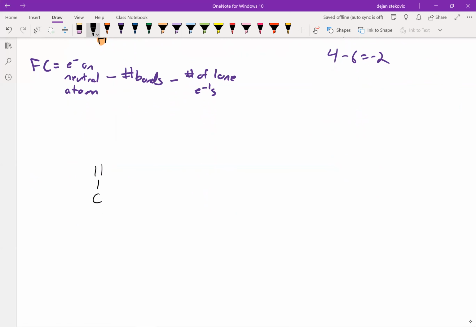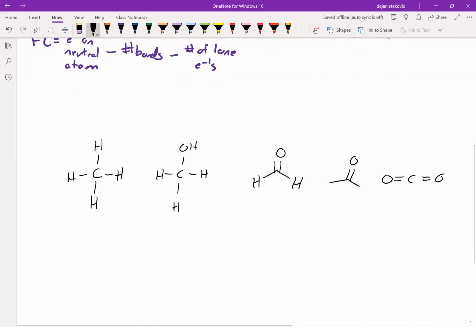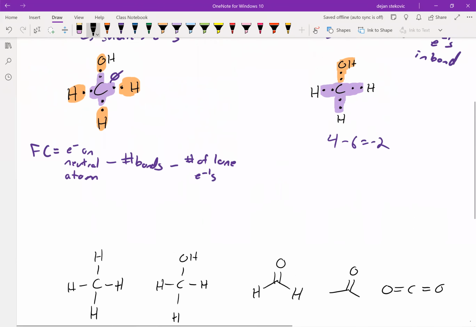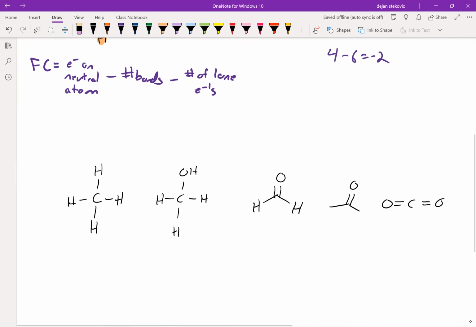So we have methane here. Methanol. Formaldehyde. Acetone, and then carbon dioxide. And if we think about the formal charge, it is 0 on all of these carbons. The formal charge here on each one of these is 0. But that doesn't mean that they have the same electron density. Their electron density is actually different because their oxidation states are different.